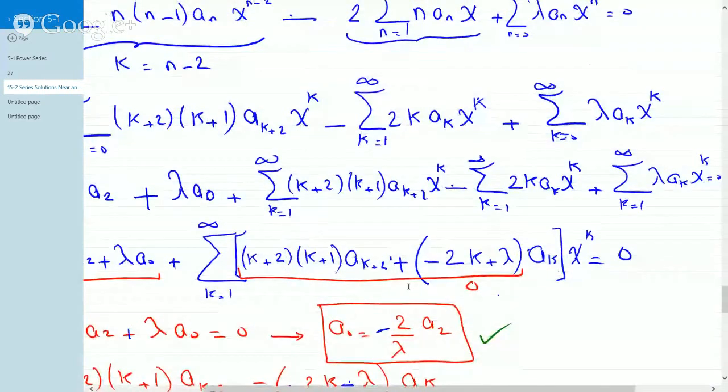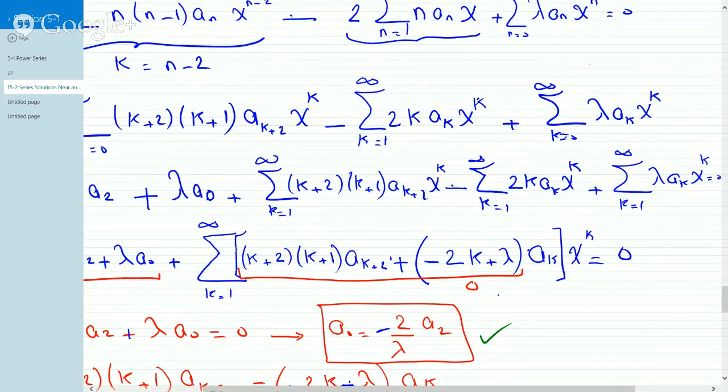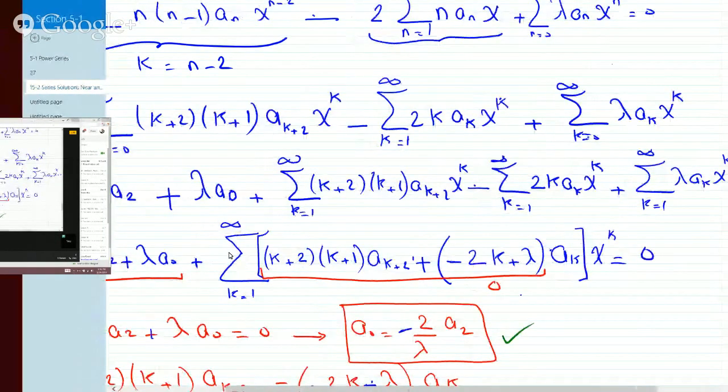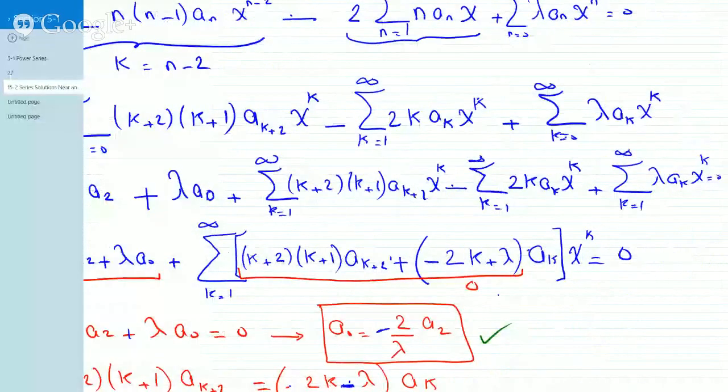Once you get to the point where A, they all start at k equals 1, and B, they're all x to the k, you can factor x to the k out, so that this whole thing becomes the coefficient. Okay? All right. Do we have issues? Or no?